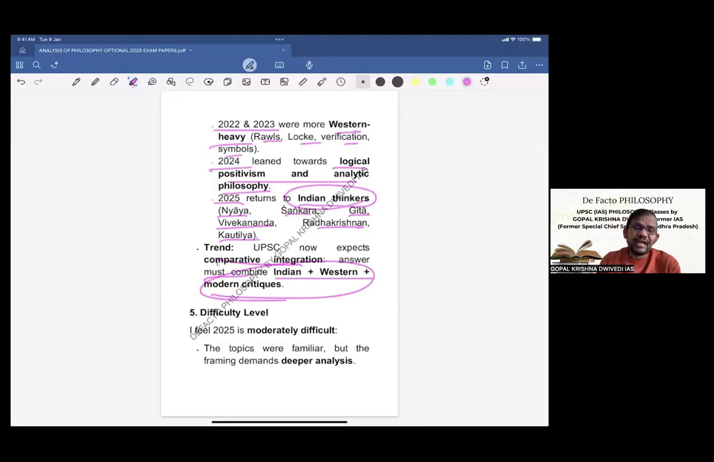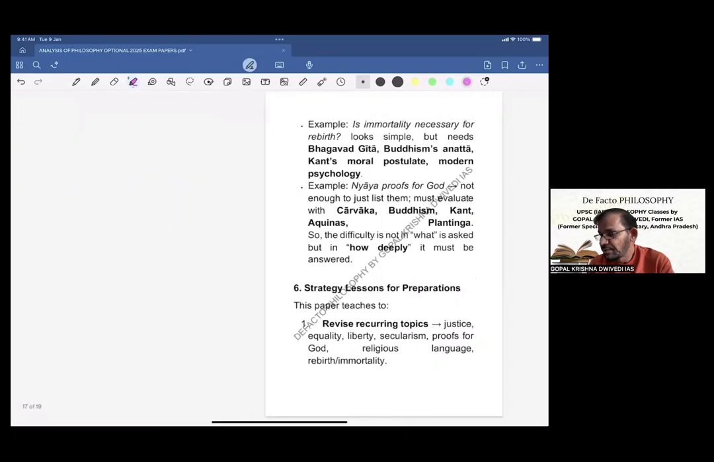Now, if you see the difficulty level, this question paper, the 2025 paper, is in my opinion moderately difficult. The topics are familiar, but require deeper analysis. It's not that whatever you remember, you write. You have to think properly, you have to frame your answer, and then accordingly you have to write.